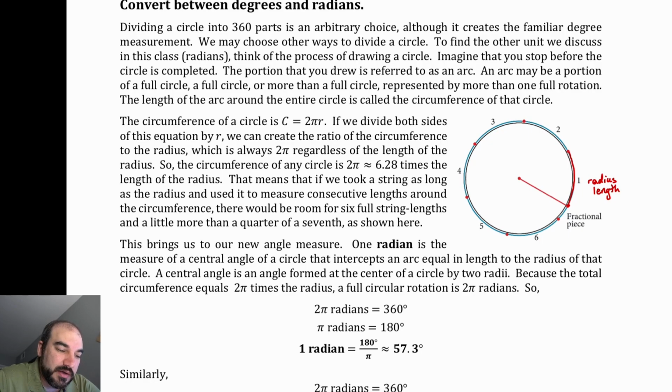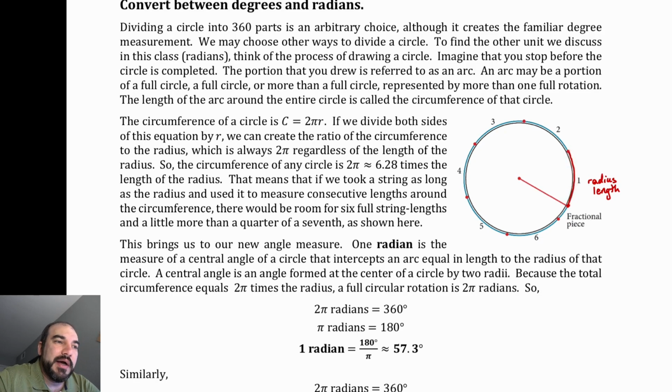And then we keep doing that. So we start at this point here where we stopped. We put the radius on the circle again. That's another radius length, and so on, right? So the length of the radius is 1 radian. So 1 radian is essentially one length of the radius around the circle.